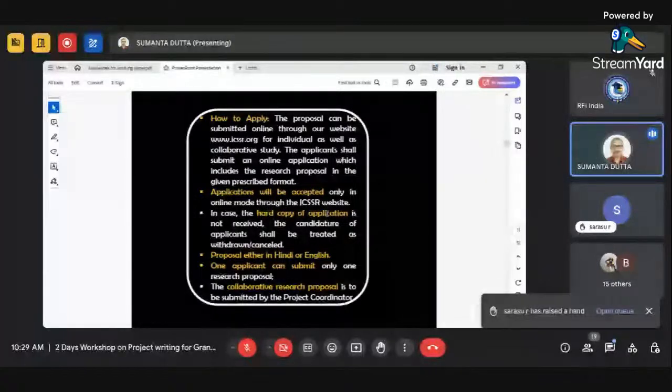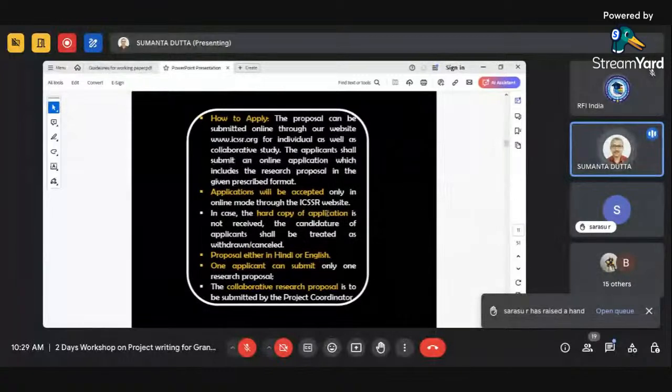If you are a project director, you cannot work for multiple projects at a time. So definitely one project, one proposal can be submitted by the members associated with that project. This is very important, and I already mentioned that when you go for a collaborative project, please keep this in mind and make a note of it.